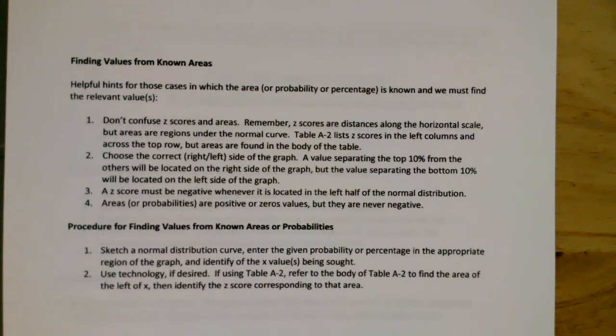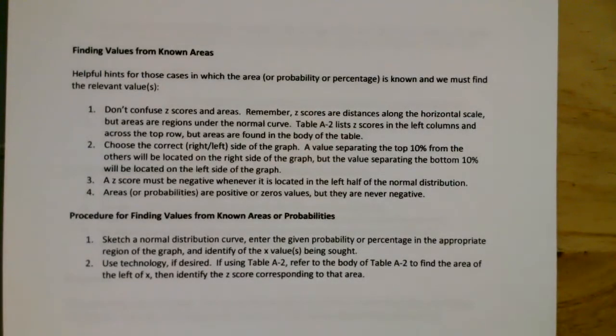Next, we get the procedure for finding values from known areas or probabilities. These are only the first two. The remaining will be on the next page. Number one, you want to sketch the normal distribution curve. Enter the given probability or percentage in the appropriate region of the graph and identify the x values being sought. Then second, use technology if needed. If you're using table A-2, you want to refer to the body of the table of A-2 to find the area to the left of x, and then identify the z-score corresponding to that area.